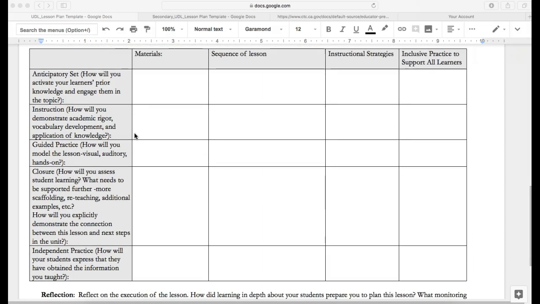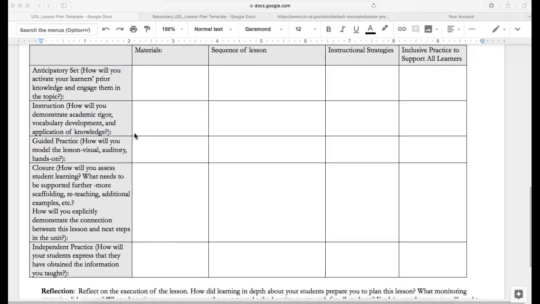Guided practice is how will you model the lesson visually, auditorily, hands-on. Closure is how will you assess the learner, what needs to be supported further, any sort of scaffolding, reteaching, additional examples. How will you explicitly demonstrate the connection between this lesson and the next steps of the unit? And then also the independent practice. So how will the students express that they've actually obtained the information taught and have met the standard?